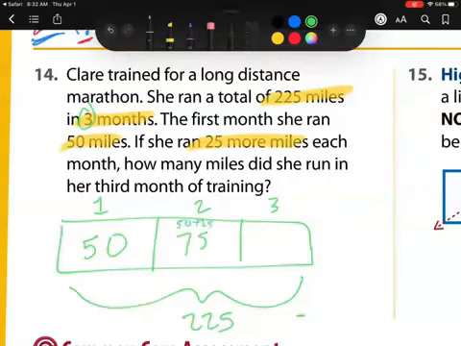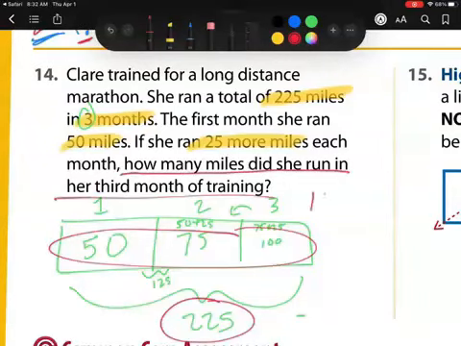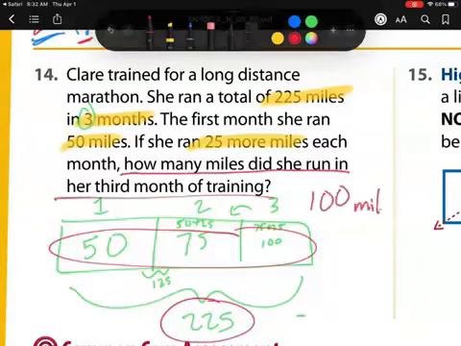So now, what do? Well, we have 2 ways we can do it. We could do 50 plus 75, gives us 125, and then we can see how much we have left to get to that 225. So what would that be? Well, 75 plus 25 is 100, which also matches that 125 plus what equals? So notice, we're adding 25 to each month. So how many miles did she run in her 3rd month of training? Well, she ran 100 miles.